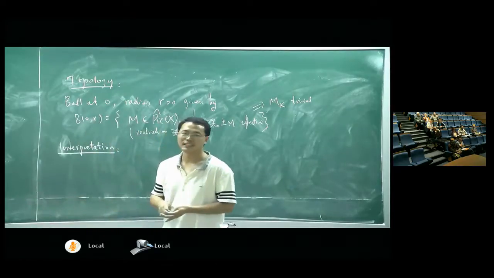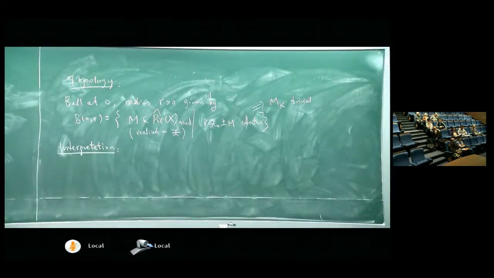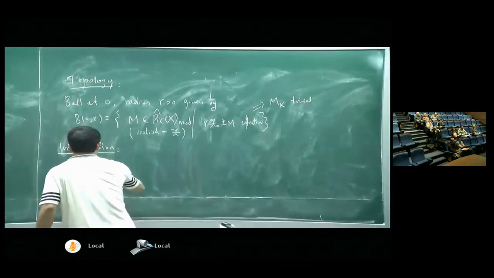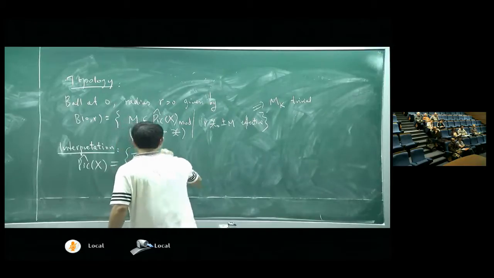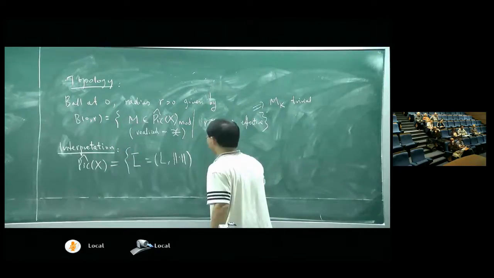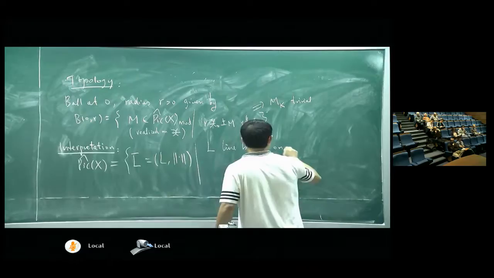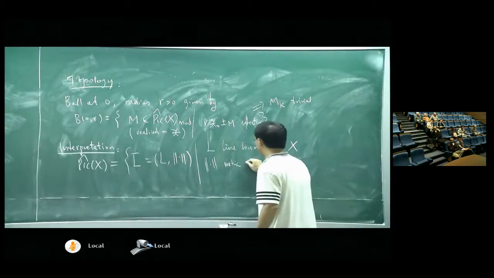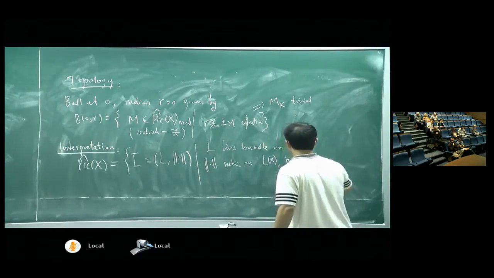That means after completion, it doesn't change the generic fiber. So you can talk about the generic fiber of elements here. And now we interpret elements here as a line bundle on the generic fiber with a metric. We write it as L bar, which is L with a metric. Here L is a line bundle on X, and this one is a metric. Actually, it is a collection of metrics, a metric on L_x for all x in X(k bar).